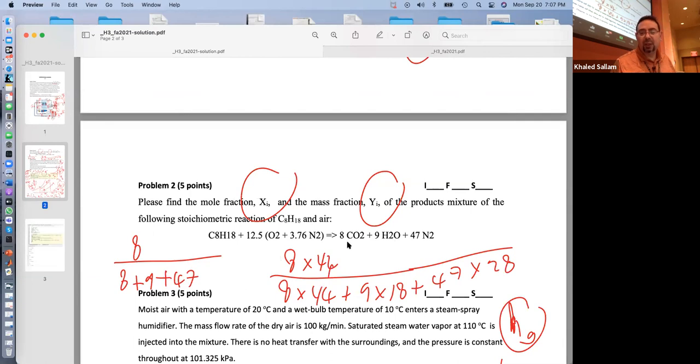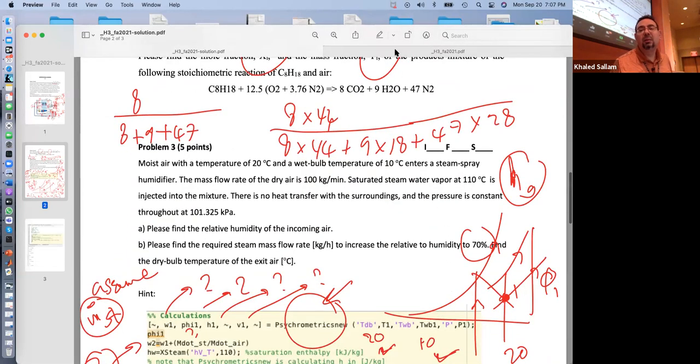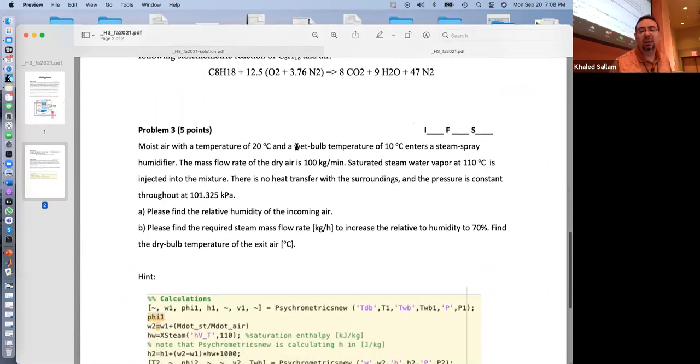So I did it for the 8 CO2. This is mole fraction, mass fraction. We also do it for the 9 H2O. It will be 9 divided by this, and 9 multiplied by 18 divided by this. And then the nitrogen. Piece of cake? Yes? Good job. Okay. Number 3, a little bit harder.